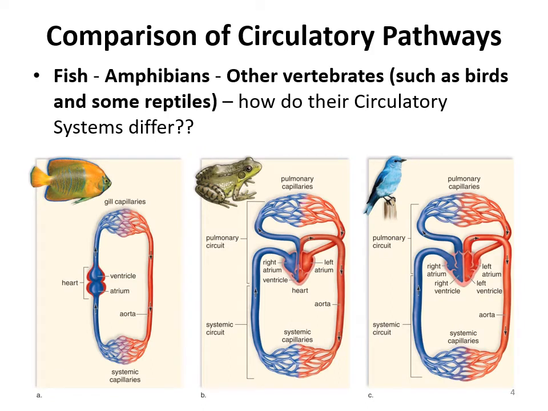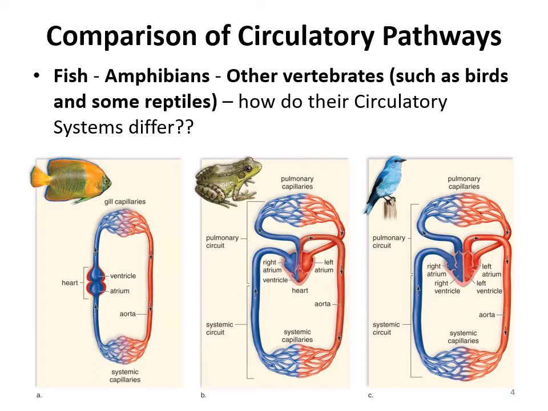Now, when we talk about circulatory systems, not everyone's looks the same. I know people always picture circulatory systems the way that we see our human one, but a lot of different organisms have slightly different versions of their heart and of their circulatory systems. So here we have fish, amphibians, and other vertebrates, and I want you to be familiar with the general idea of each of their circulatory pathways.